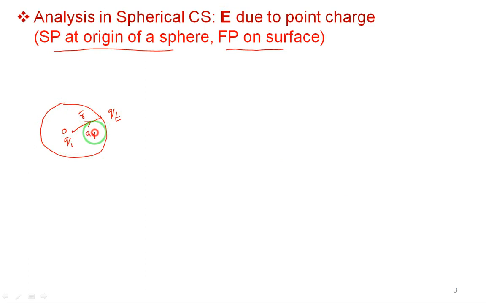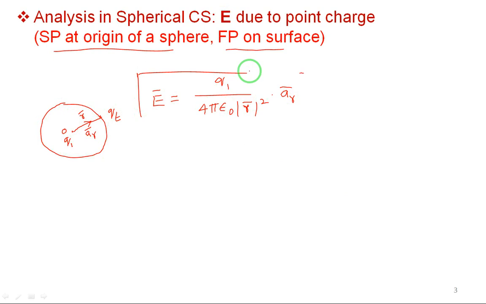And the unit vector is a_r vector in the direction of the radius. Then I want to write down the formula. So the electric field intensity, already I know the formula, right? The source point is q1 divided by 4 pi epsilon naught. What is the distance? R square, right? So it is position vector magnitude, R square into a_r vector, right? If I make use of the spherical coordinate system, this is the way how we can write the formula.